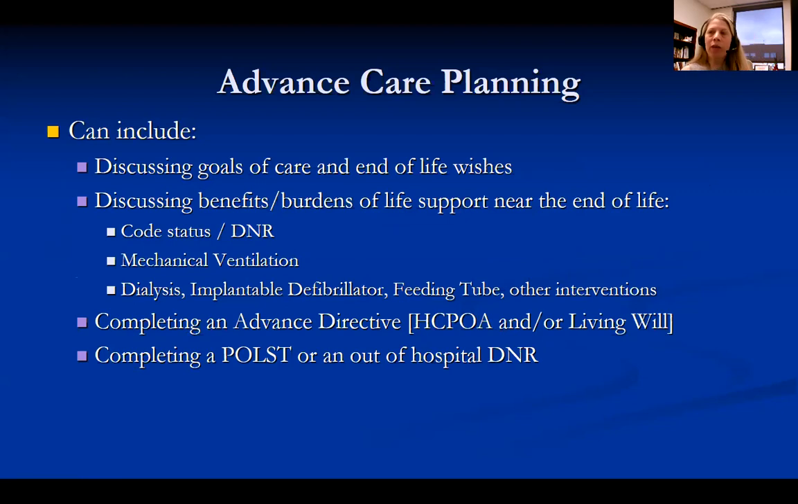So when I say advanced care planning, what does this include? This can include discussing goals of care and end-of-life wishes, discussing the benefits and burdens of life support near the end of life, things like code status, mechanical ventilation, and interventions like dialysis, defibrillators, feeding tubes, etc. What we want to focus on in this module is completing an advanced directive, healthcare power of attorney and/or a living will. And then we're going to touch on POST and out-of-hospital DNR forms.